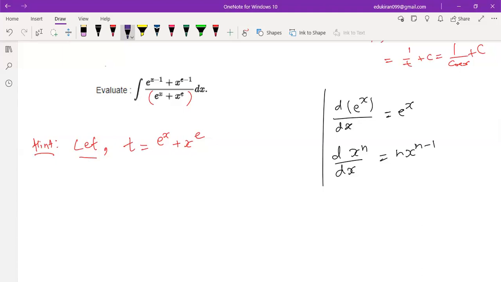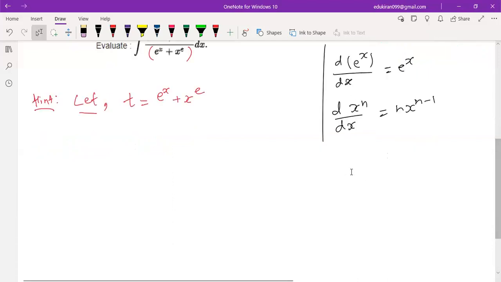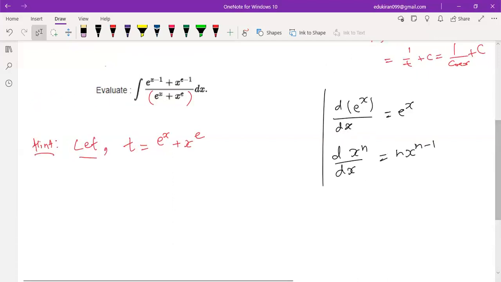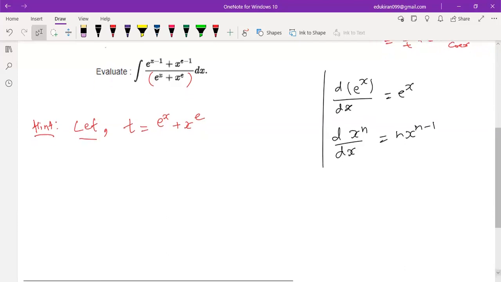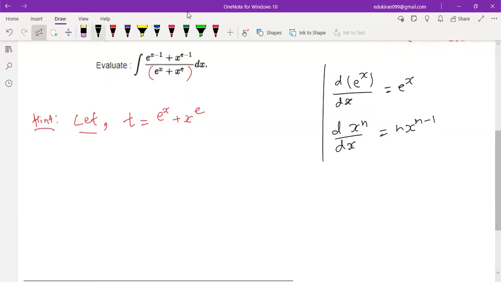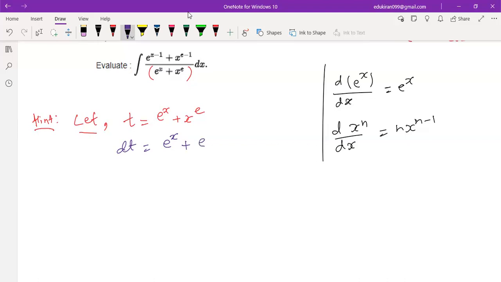So can you tell me how you are approaching it, or should I tell? When you differentiate t, what is the derivative of e to the power x? And what is the derivative of x to the power e? It's e into x raised to e minus 1.